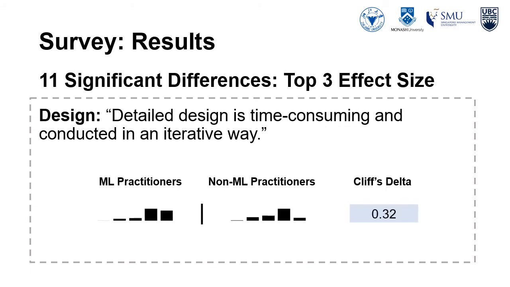In terms of software design, we observe a small difference between machine learning and non-machine learning development. Machine learning practitioners are more agreeable with this statement, which indicates that detailed design for machine learning systems is more time-consuming and tends to be conducted in an intensively iterative way.